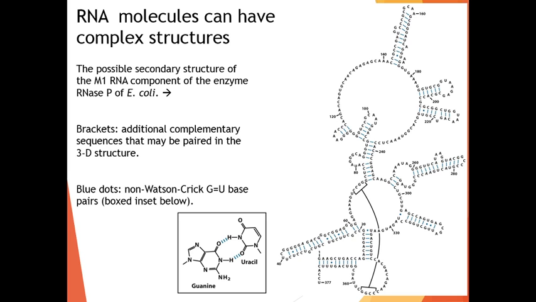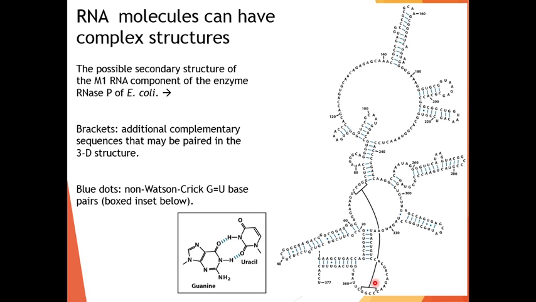As you can see here, one strand goes throughout and pairs with the same strand that is coming up. Now, there are brackets shown here, and these two square brackets indicate additional complementary sequences that may be paired in the three-dimensional structure. The blue dots indicate non-Watson-Crick GU base pairs. This is the GU base pair, which doesn't usually exist.